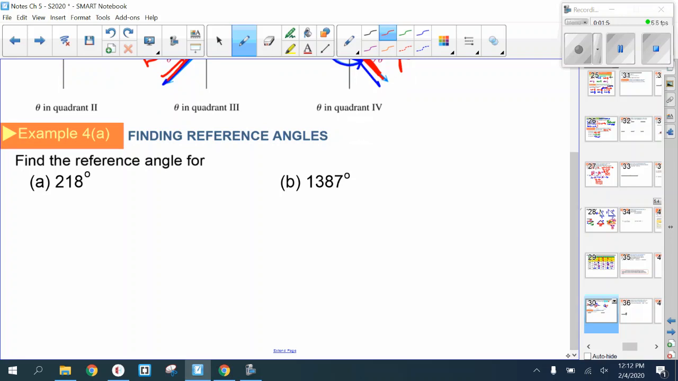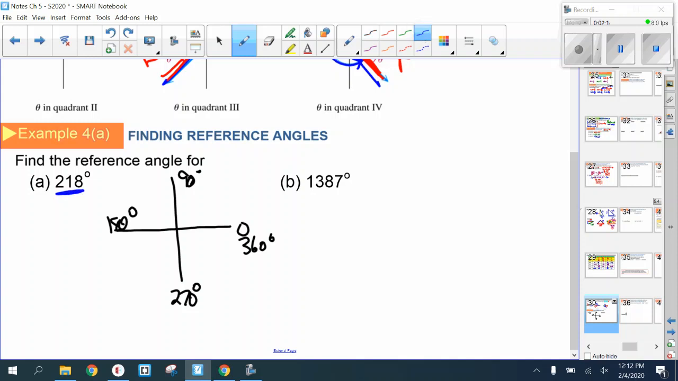So example 4a says find the reference angle for 218 degrees. If I'm going to do that, I want to picture where it is. And so you need to memorize these numbers, 0 and 90 degrees and 180 degrees, 270 degrees, and all the way around is 360. So if you're looking at 218, 218 is going to put us in the third quadrant somewhere, right? Third quadrant, that's 218, okay?